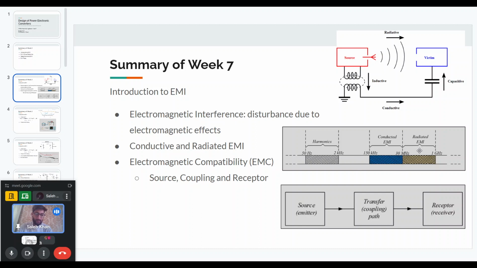And these are not precise lines. It is just that the majority of conducted EMI will be in this region. Similarly, the radiated EMI happens above 30 megahertz and up to 1 gigahertz or even higher.